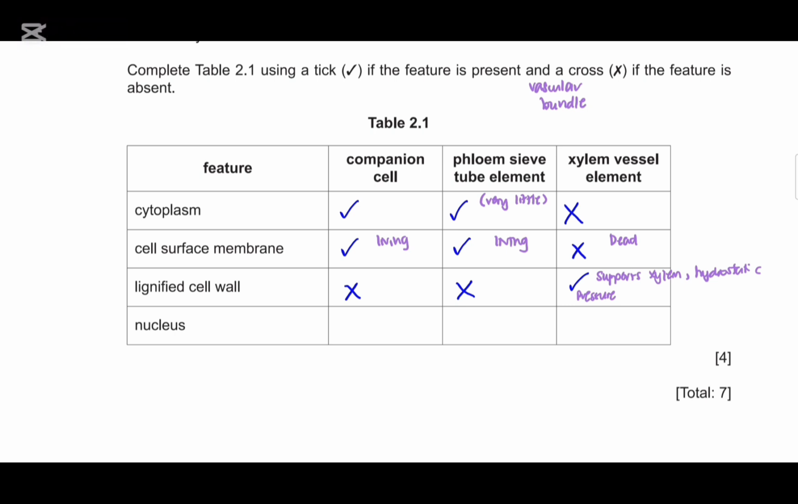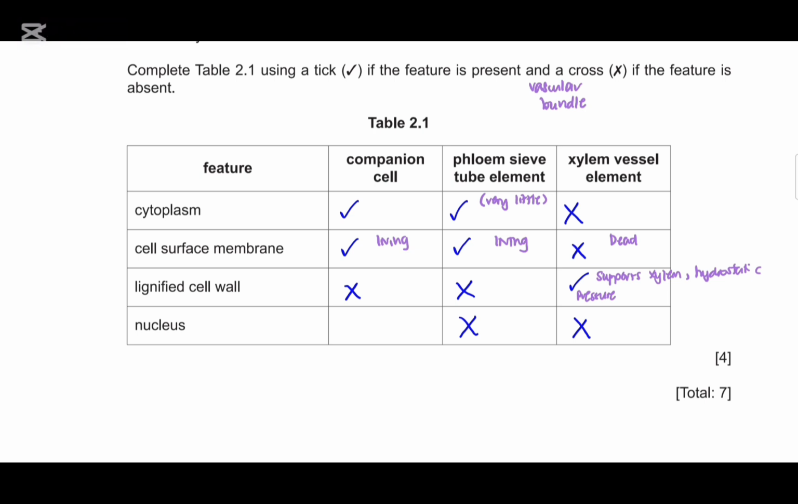And then last but not least, nucleus. The most obvious one that we need to remember, xylem vessel will not have any nucleus. It does not have any contents whatsoever, no organelles, no cytoplasm, no nucleus. It is hollow. Phloem also will not have nucleus because it will make space. It needs the space for the transport of sucrose, phloem sap.